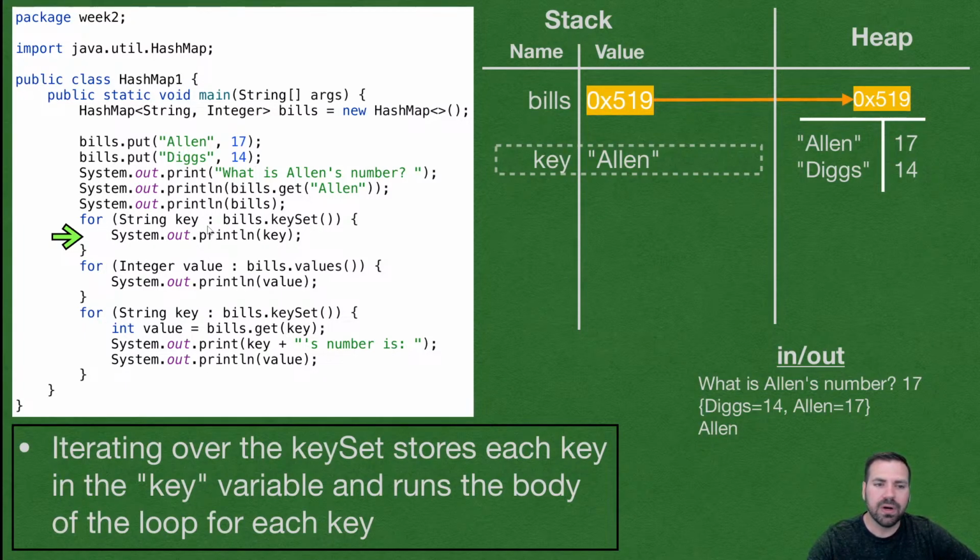So we're going to hit our first for each loop. We're going to create this variable key that is going to be part of the loop. It's just like our initialization statement in our other for loops, our regular for loops.